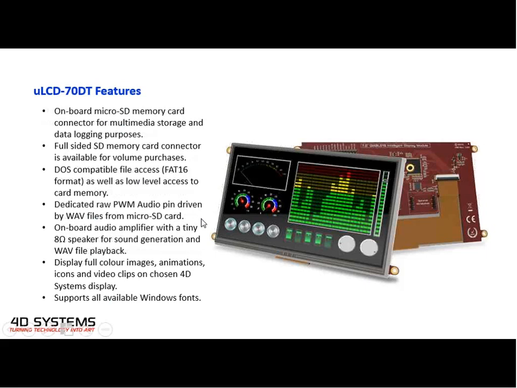So you have a dedicated raw pulse width modulation audio driven by WAV files from the micro SD card. It has an onboard audio amplifier with a tiny 8-ohm speaker for sound generation. Here you cannot see it, but from another view, we can. It can display full color images, animations, icons, video clips, and frozen 4D Systems displays. It also supports all available Windows fonts.